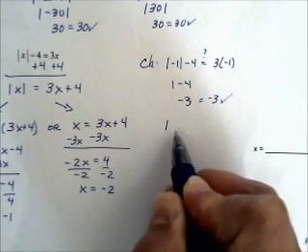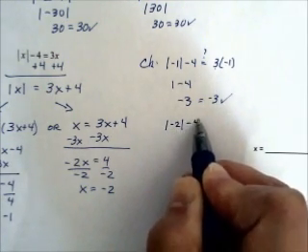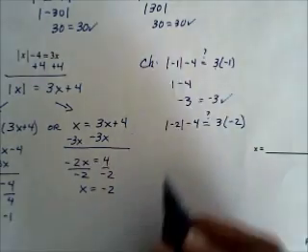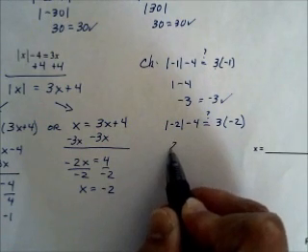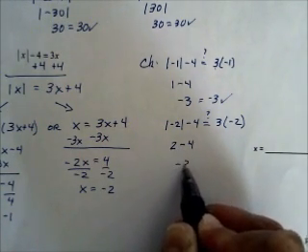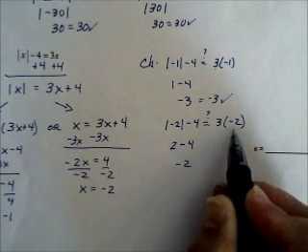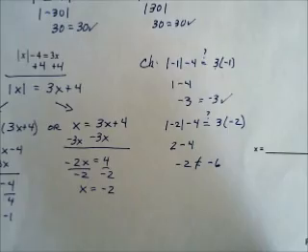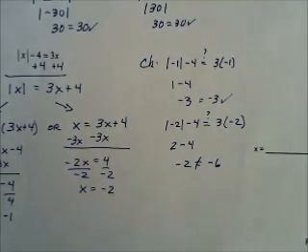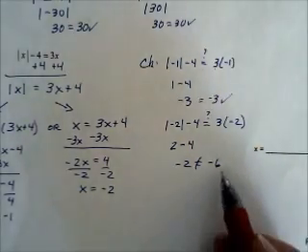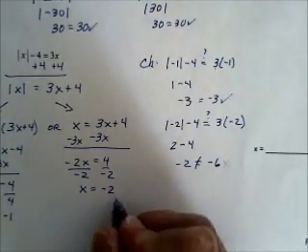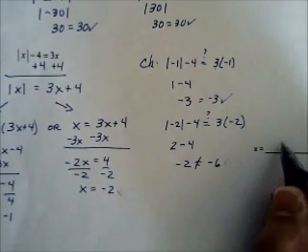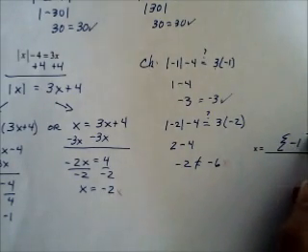The absolute value of negative 2 subtract 4, does that equal 3 times negative 2? The absolute value of negative 2 is 2, subtract 4 is negative 2, 3 times negative 2 is negative 6. They're not equal. So our x value of negative 2 does not check. So negative 2 is not a solution. So our only solution here is negative 1.